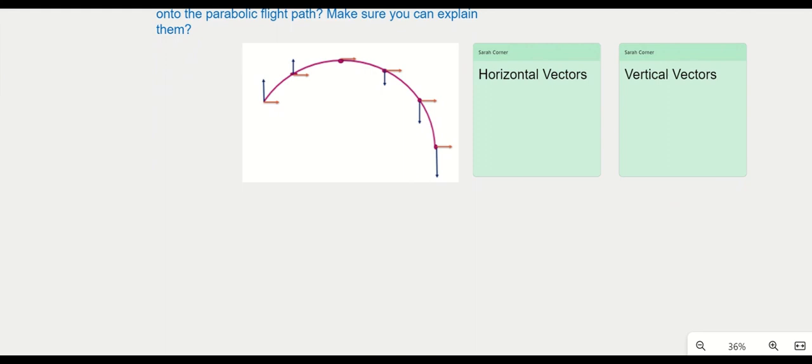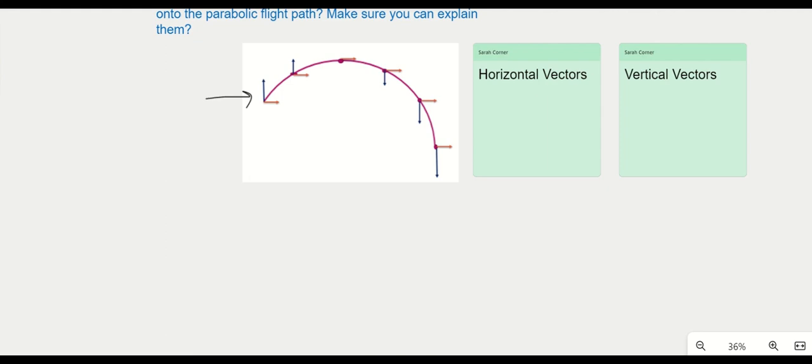Okay, so you should have got something along these lines here. So as we release, there we go. This here that I'm pointing to is the release point. As you release that shot put, you give it some upwards velocity and some forwards velocity. So you give it some vertical velocity and some horizontal velocity.